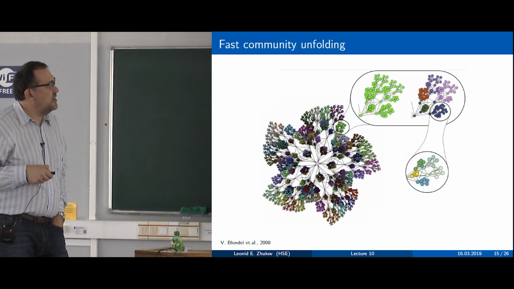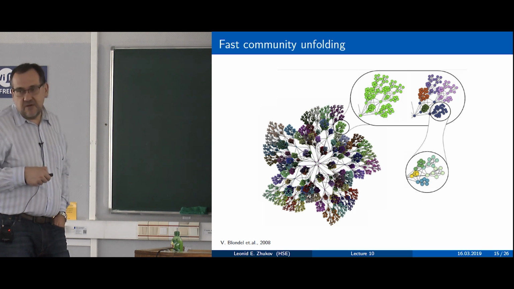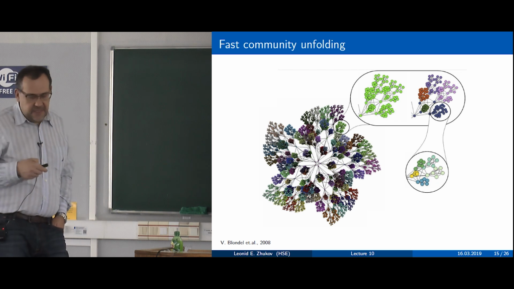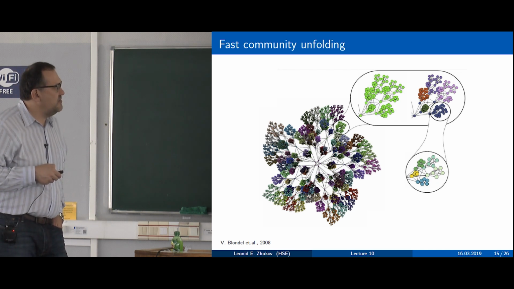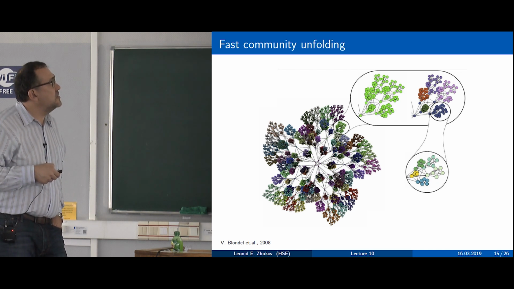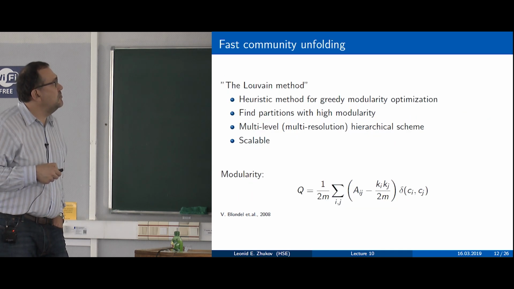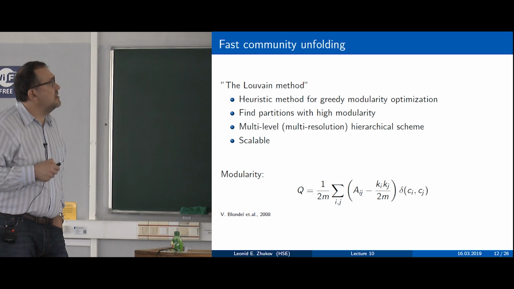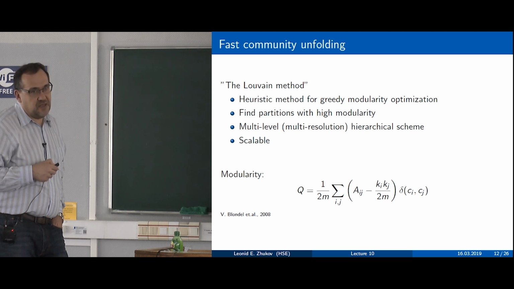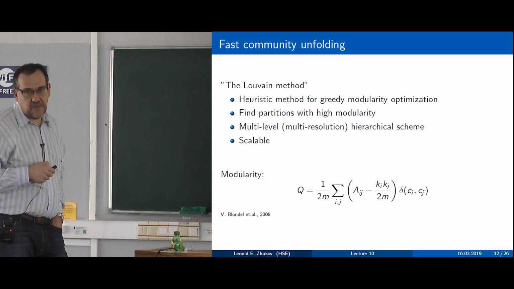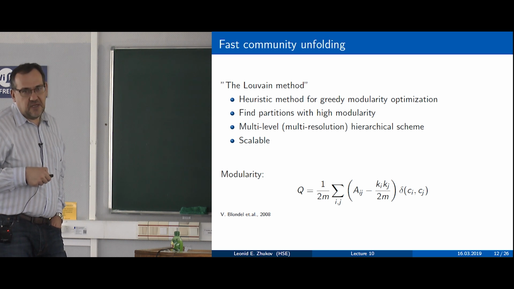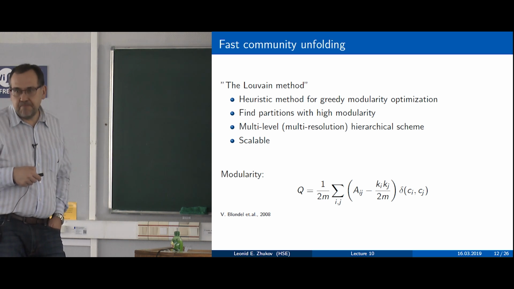This is an example of a very large graph, and how it actually detects different communities at different levels of resolution. And I believe NetworkX does have an implementation of this algorithm. It's called fast community unfolding, or the Louvain method, because I think it's the university where the guy was when he developed this. And so I would say at this moment it's probably the algorithm of choice in practice, right? So that's the way it works.